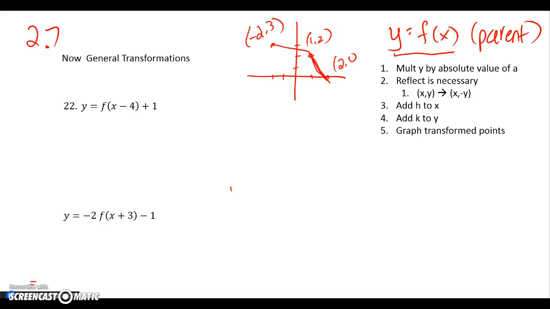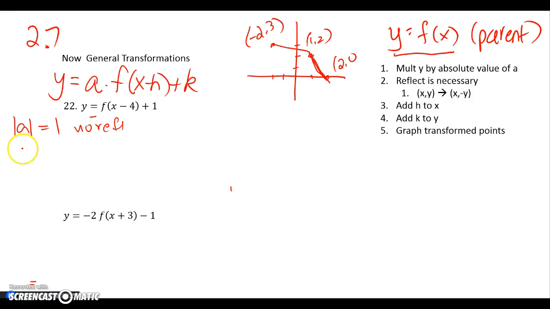So let's look at the general form of this. Y is going to equal some A times f of x minus h plus k. First step, just like the other, is identify what we have here. Absolute value of A is 1, no reflection. And then h equals 4, k equals 1.